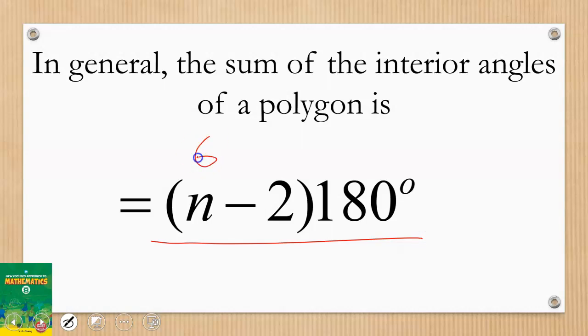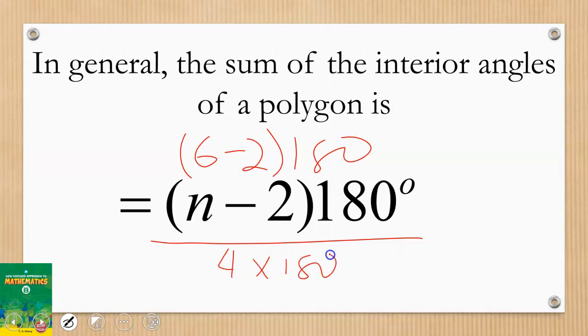So if n is 6, which is the hexagon, then I'm going to get 4 times 180, and 4 times 180 will give me 720. That means for every hexagon, the sum of the interior angles will always be 720, whether it's regular or irregular. I'm sure this has been of great help.